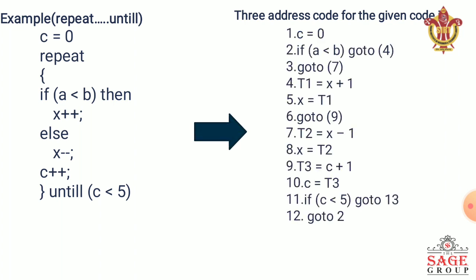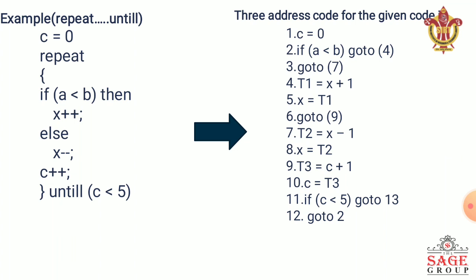Let's convert it. We initialize c equal to 0. After that, in repeat until, we are also given if else statements, so we execute in the normal manner. If a less than b, go to 4, meaning we execute our if part, which is x plus plus, and if this condition is false, then we execute x minus minus.